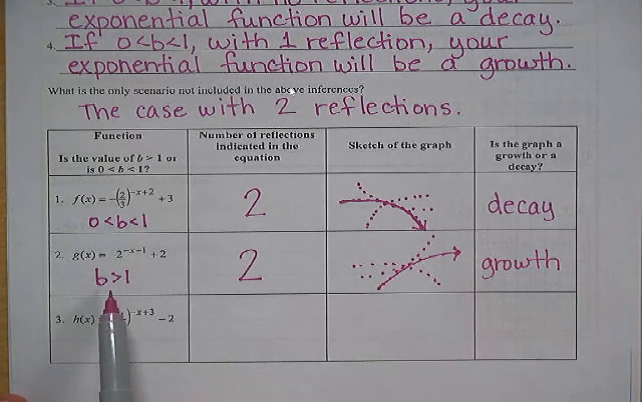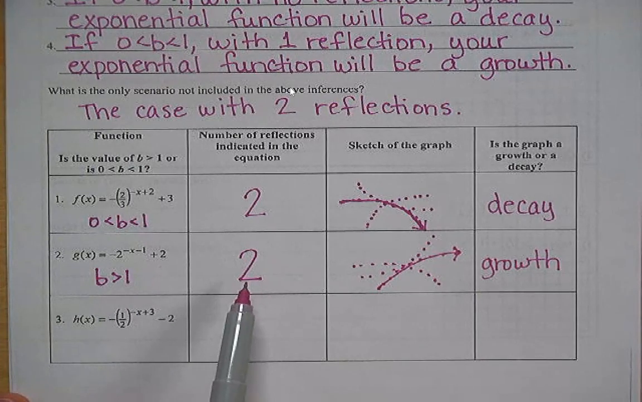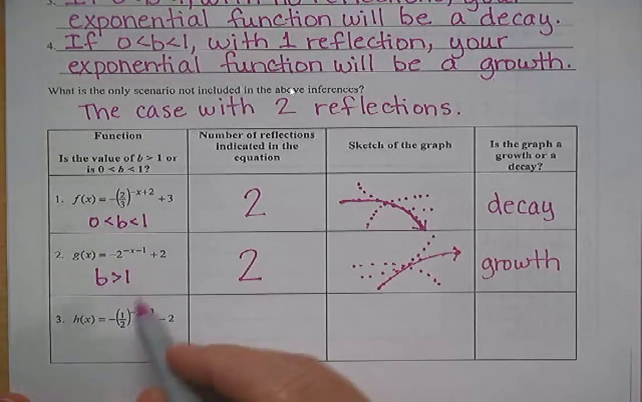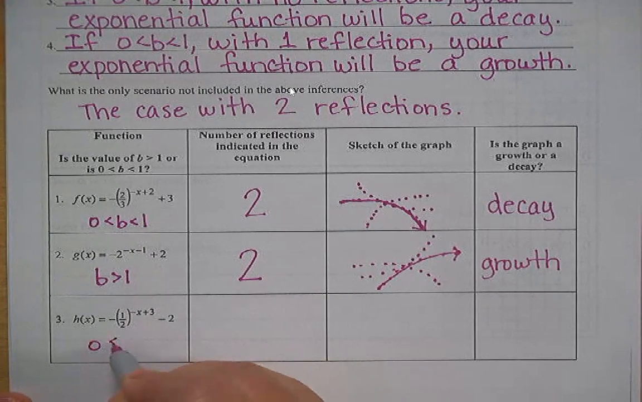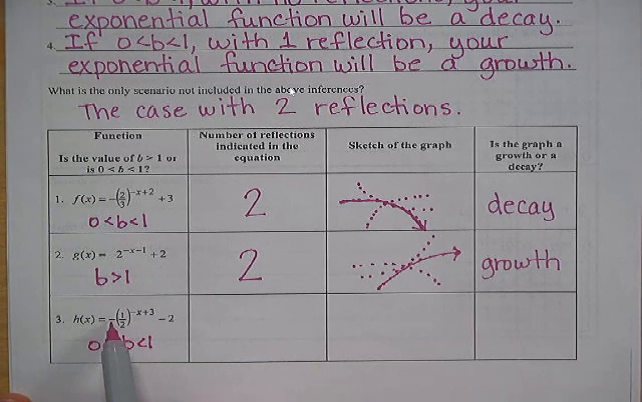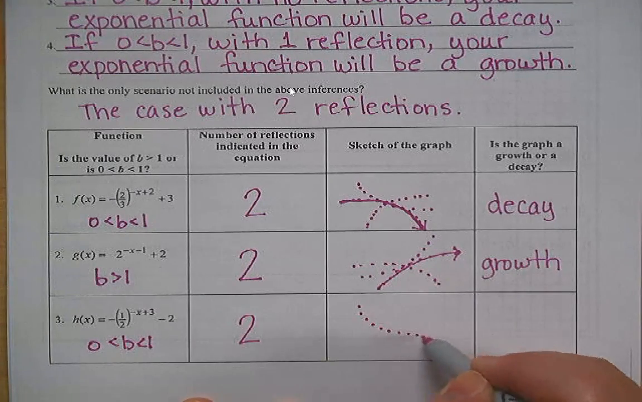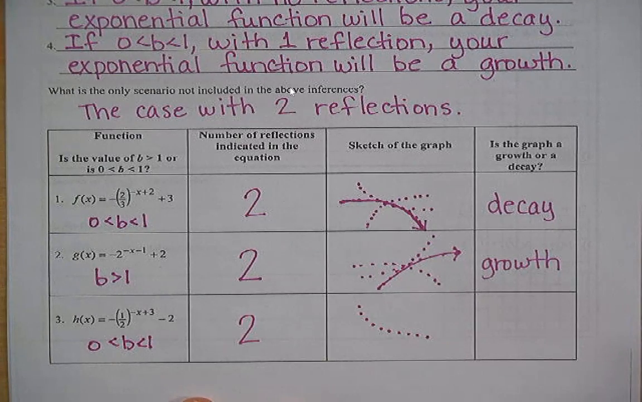So a B value greater than 1 indicates a growth. 1 reflection changes it to a decay. 2 reflections turns it back into a growth. And finally, we have another one where the B value is between 0 and 1, 1/2. We have 2 reflections. We have a y-axis reflection, an x-axis reflection and a y-axis reflection. So the 1/2 indicates that we have an exponential decay. When you multiply by a half, it gets smaller. It cuts it in half.